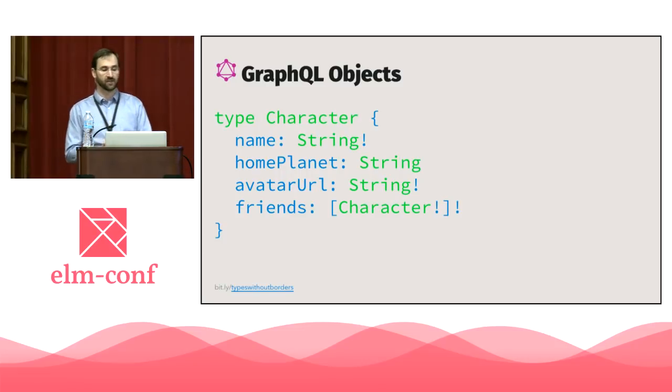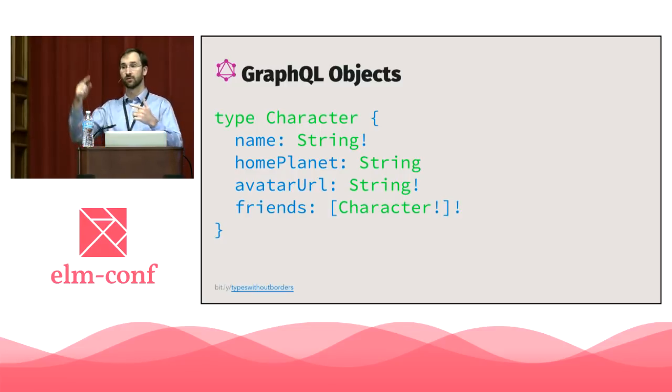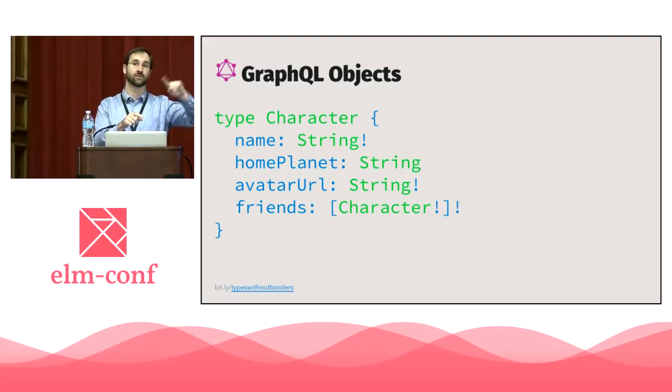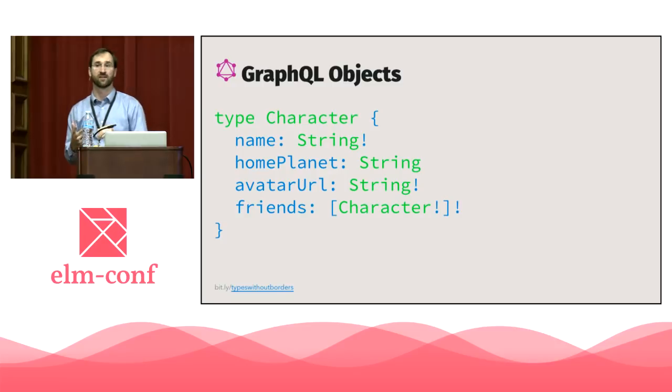You'll also notice that the friends type here is returning back a list of characters. So it can refer back to itself. In that way, you can represent these relationships. So rather than doing several requests like you do for a REST API, you can do it in one request, grabbing several different things and traversing these relationships. So that's the graph part of GraphQL.